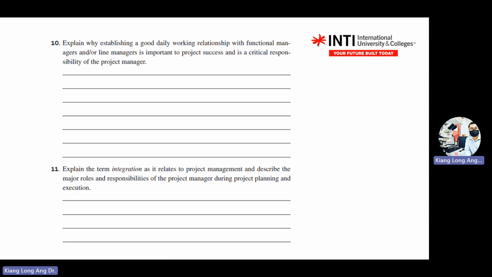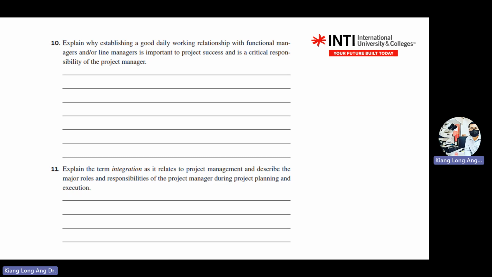And then you have to describe the major roles and responsibilities of the project manager, PM, during project planning and execution. So just now we mentioned the 5 phases of project management. Now explain your understanding of integration in project management. What do you think? What do you understand about integration?